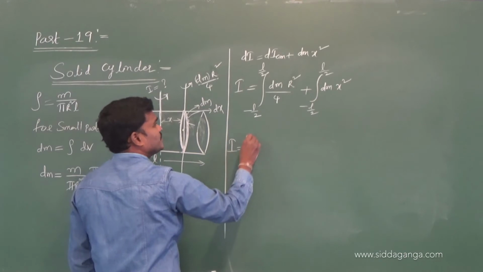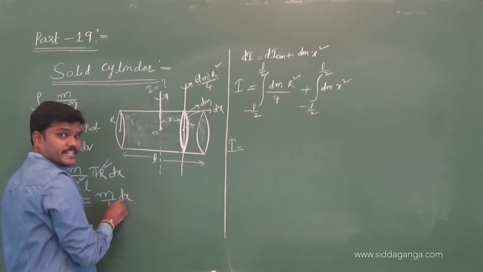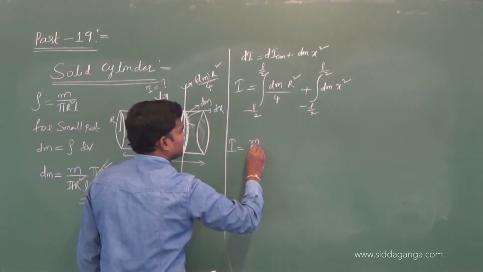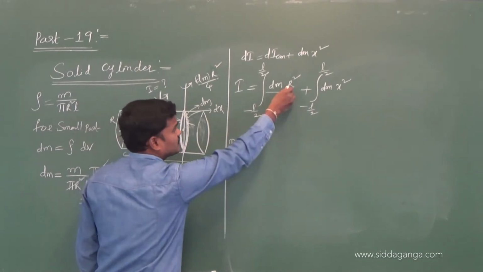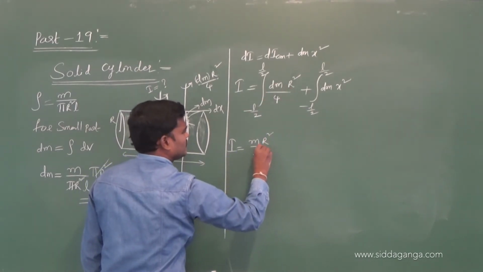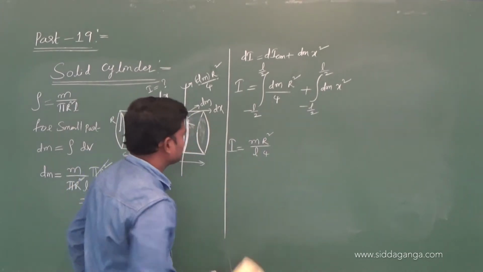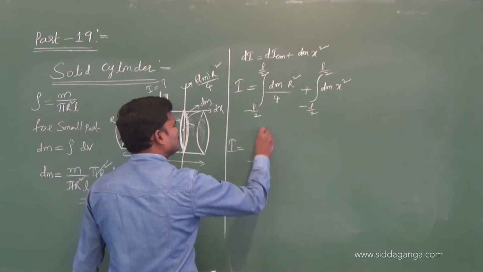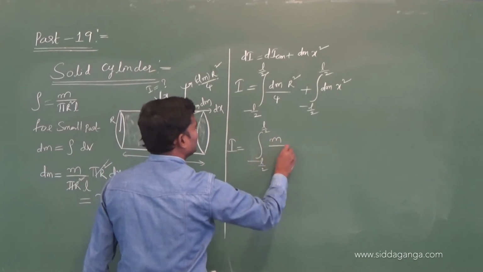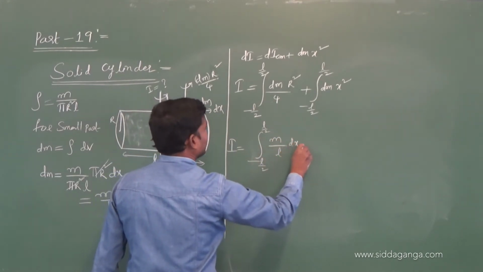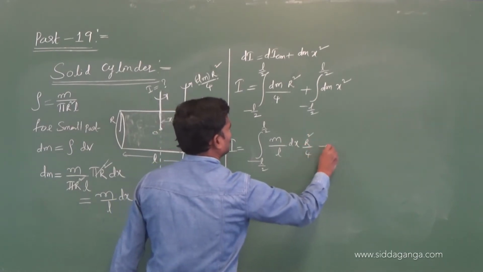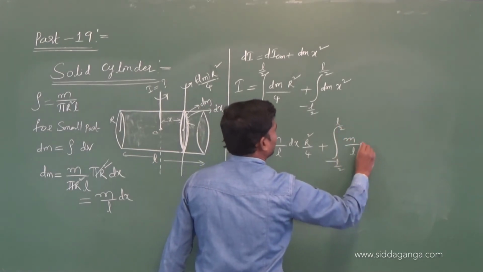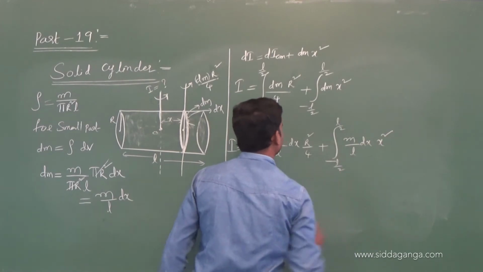So I is equal to dm. What is dm? M by L dx. M by L is a constant, you write it outside. 4 you write outside. R square you write outside. Got it? I am missing one step, let me write it. Integration from minus L by 2 to plus L by 2 of M by L dx, R square by 4, and this is x square.